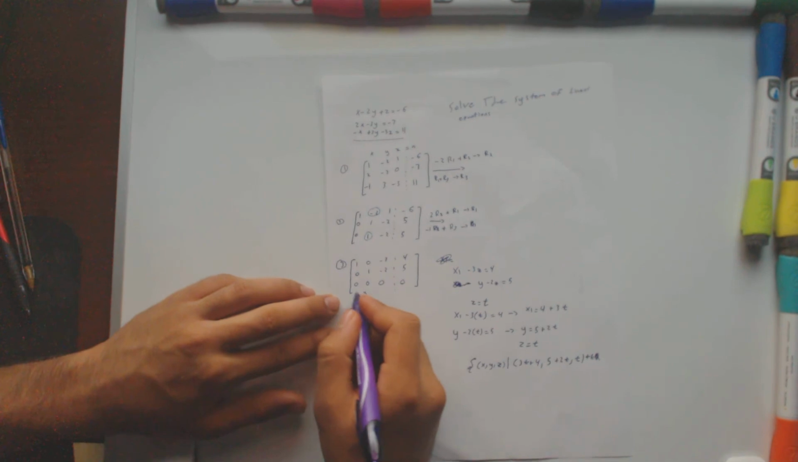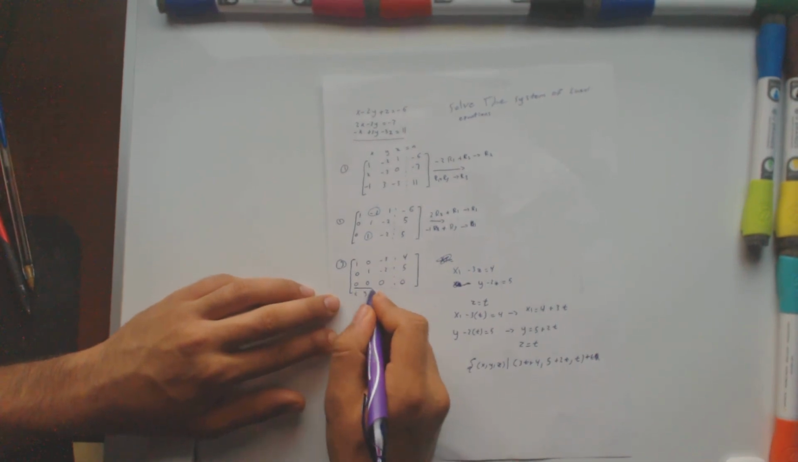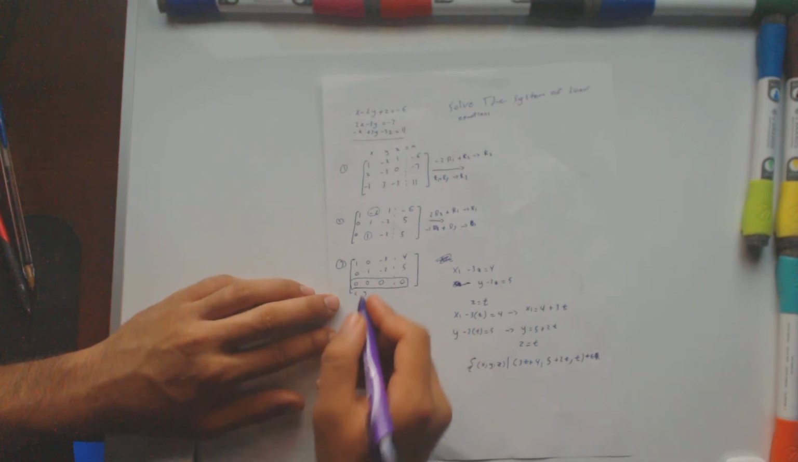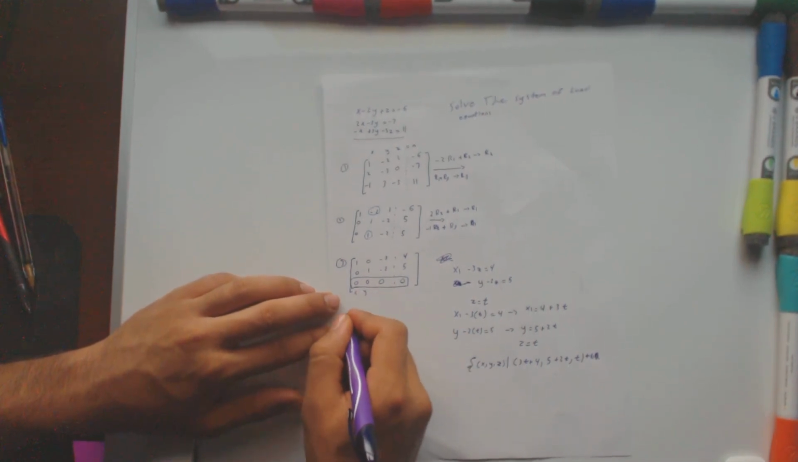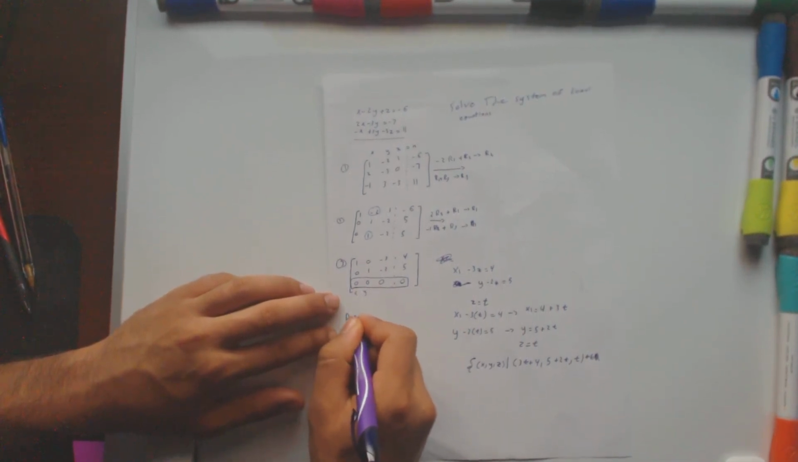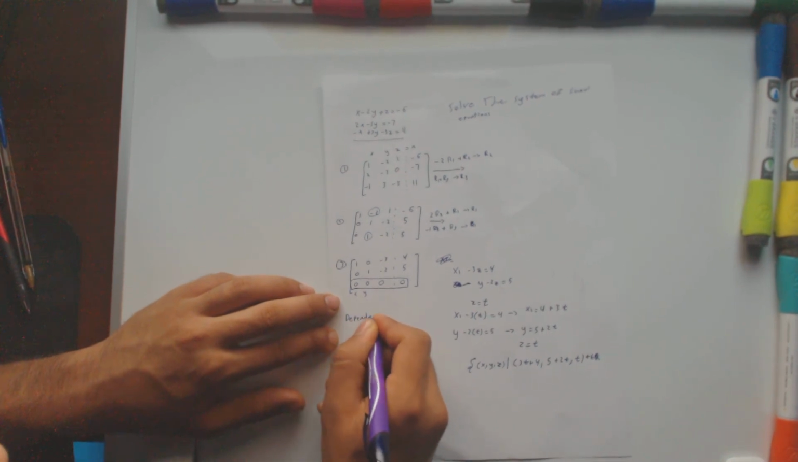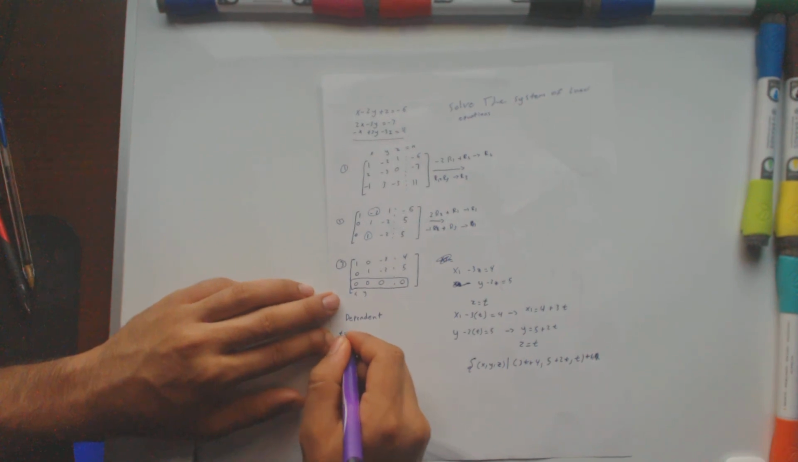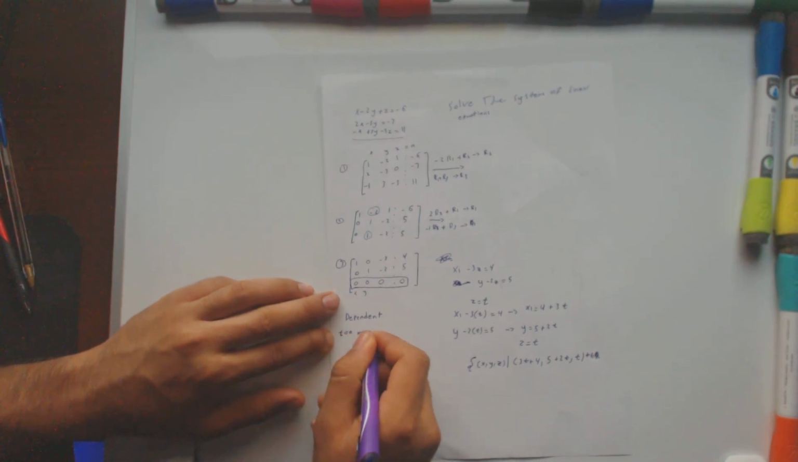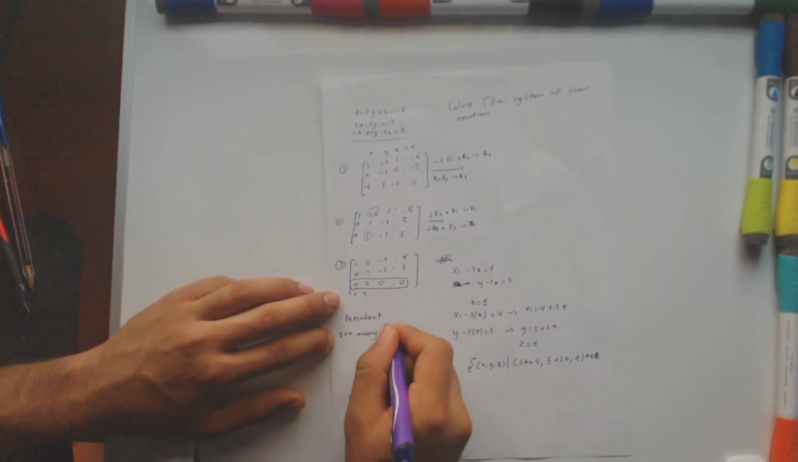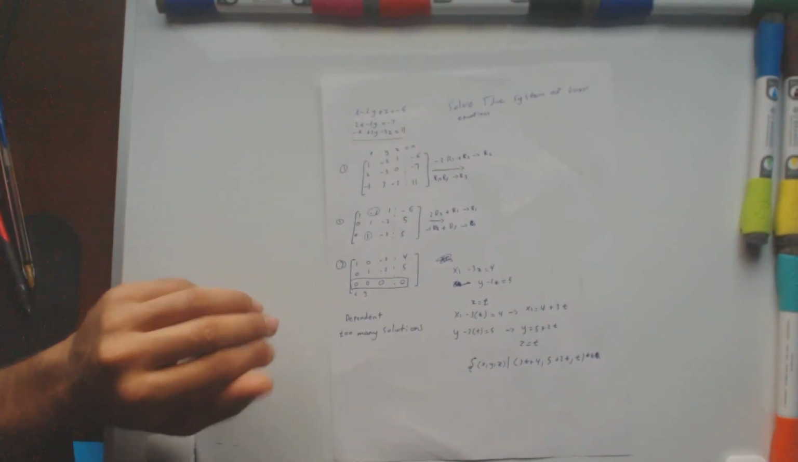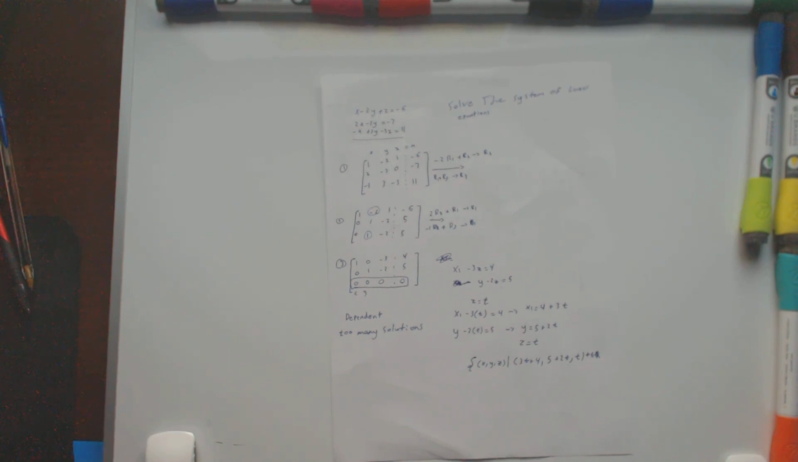And because it's all zeros here, it tells us that the matrix is dependent, which means there are infinitely many solutions. And we are done with the problem. Good luck in your exams.